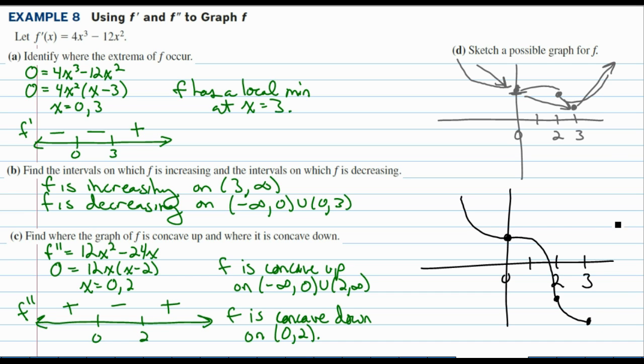But then from 3 to infinity, concave up, increasing. Now your graph might not look as skewed. Maybe your points were a little bit closer together. Maybe yours were more dramatic vertically. I don't know. But this is the general shape that your sketch would take.